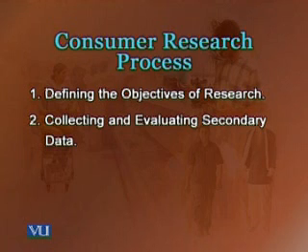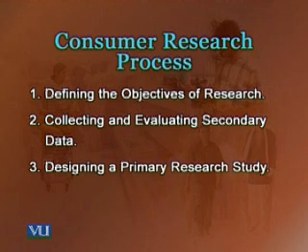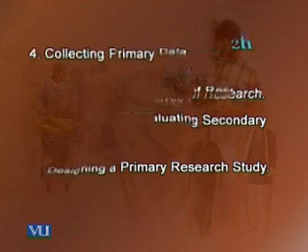Number two is collecting and evaluating secondary data. Secondary data is the data that is collected by different organizations on a regular basis, and this data points out important directions in consumer trends. On step number three, the primary research study. The primary research study is the basic objective of the research that needs to be achieved. So on this, we identify what is the main data that we need to get from the target consumers.